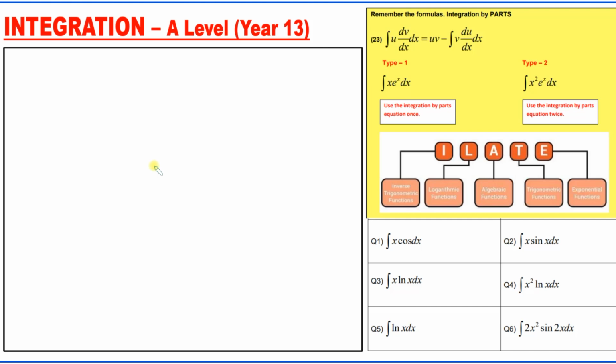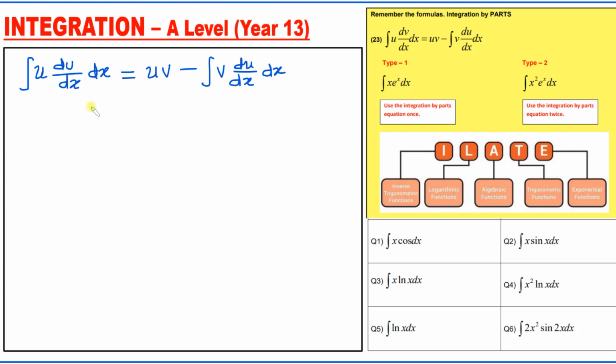I'm not going to be proving the theory. It is in the format of pattern 23, right? A function is integrated: u times dv over dx, integrating with respect to dx, can be written as u times v minus the integration of v du over dx. This formula comes straight away from the product rule of your differentiation from your calculus topic.